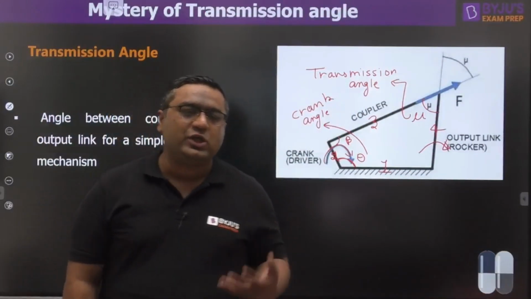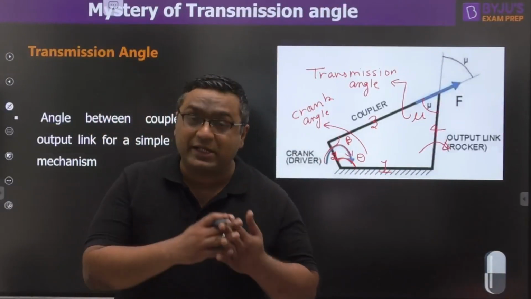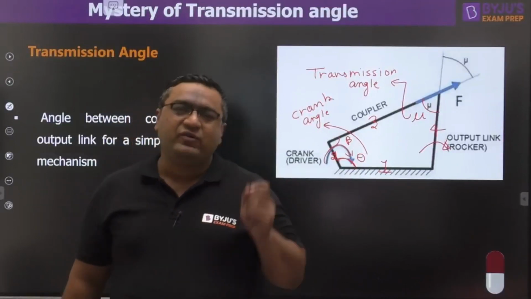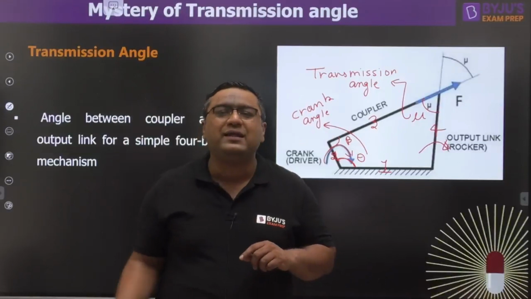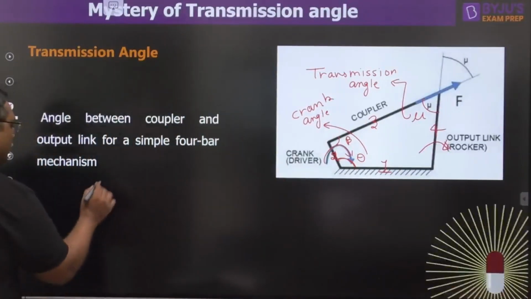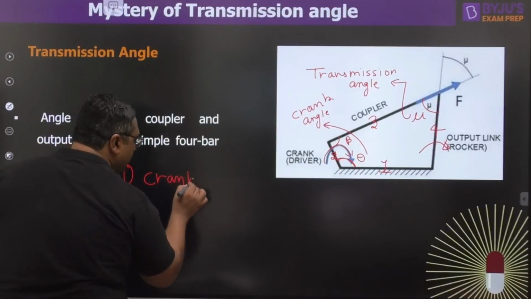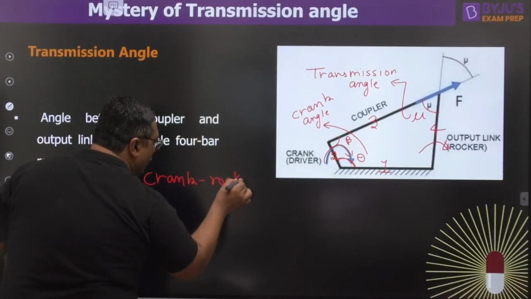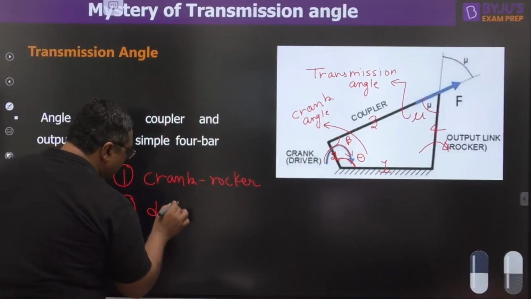So in general, whenever we are talking about the transmission angle and its ranges, we are talking about the configurations where the output link is not making a complete 360-degree rotation. That means we will be talking about two mechanisms. One is the crank rocker configuration, and the second is the double rocker configuration.